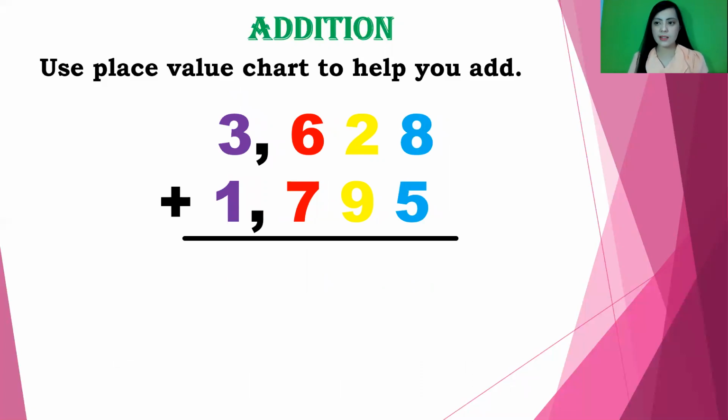3,628 plus 1,795. 8 plus 5 is equal to 13. So carry 1 to the tens place. 2 plus 9 is equal to 11 plus 1 is equal to 12. Carry 1 to the hundreds place. So 6 plus 7 is equal to 13 plus 1 is equal to 14. Carry 1 to the thousands place.